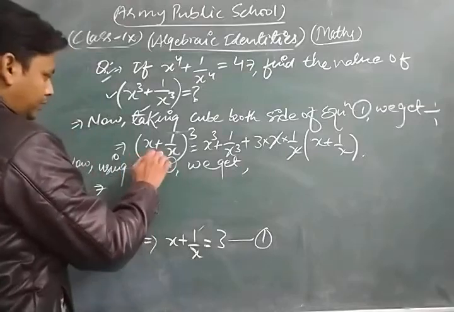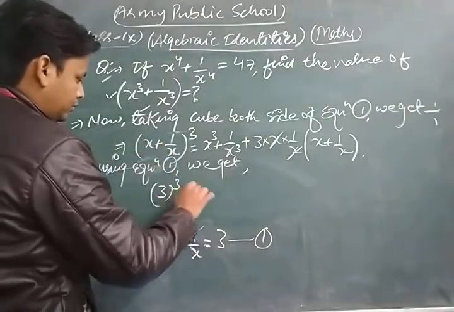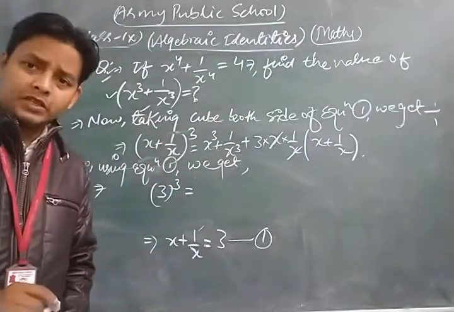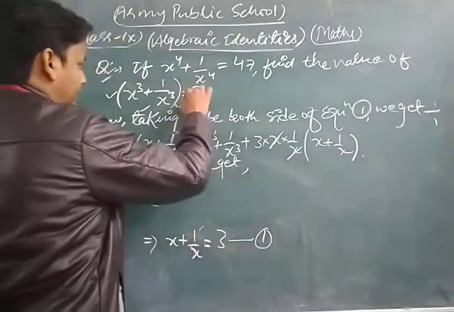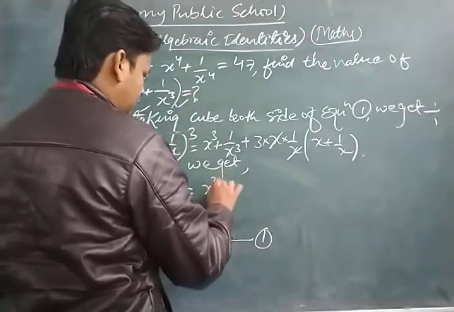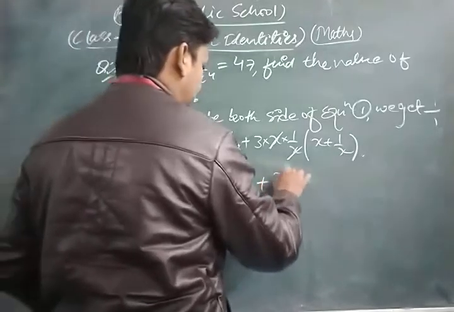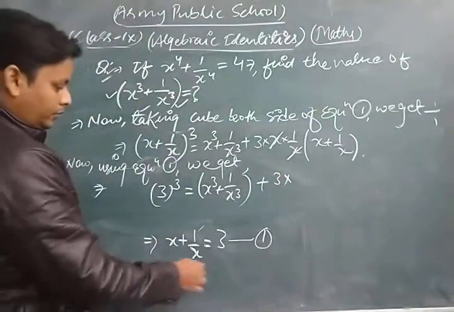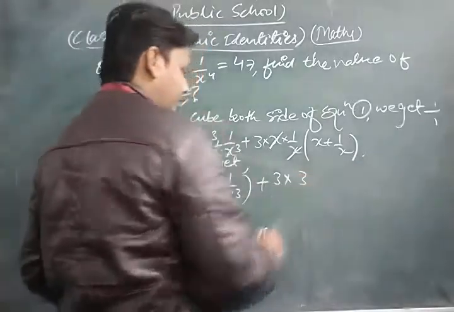the value of x plus 1 upon x is what? 3. So that is 3 cube is equal to x cube plus 1 upon x cube, we find that value, and plus 3 into x plus 1 upon x. The value of x plus 1 upon x is what? 3. We just put 3 here. Now we simplify them.